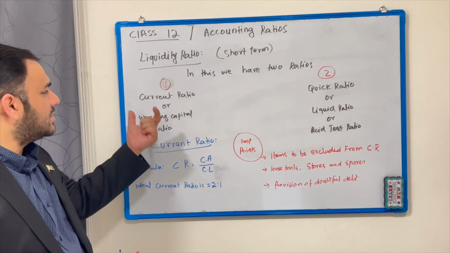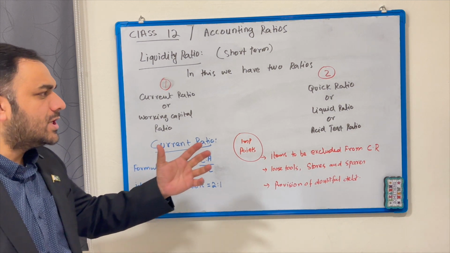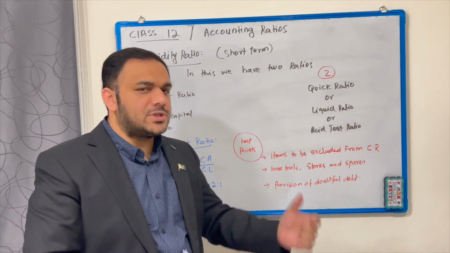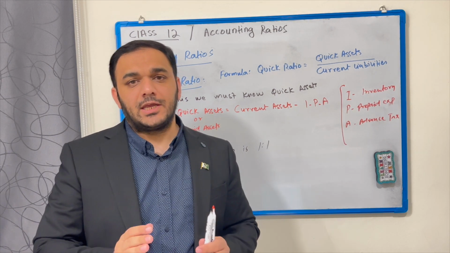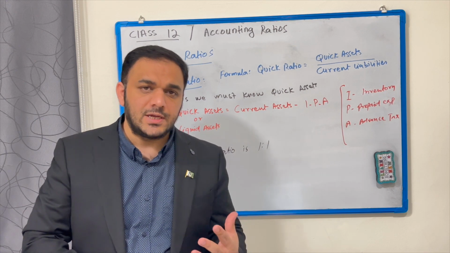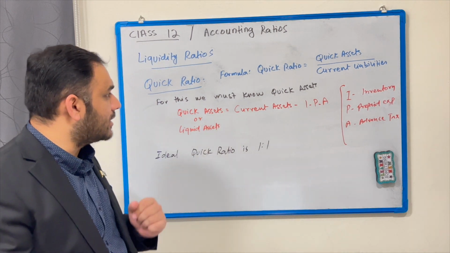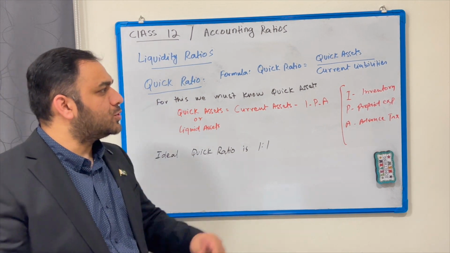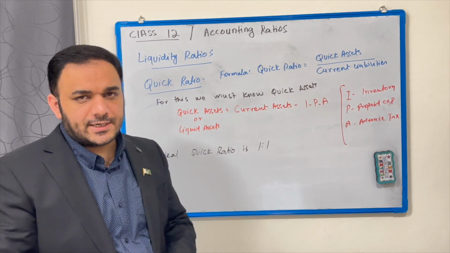So this is the entire picture of liquidity ratios. In liquidity ratios, the first part is current ratio. In the second part, we will come to know about the quick ratio. As we know, dear students, that in liquidity ratios, current ratio and quick ratio are there. We discussed current ratio before. Now we will discuss quick ratio. The formula for quick ratio is quick assets over current liabilities.